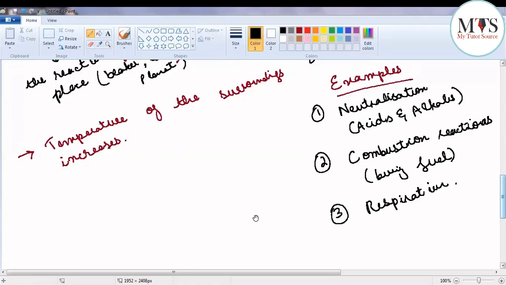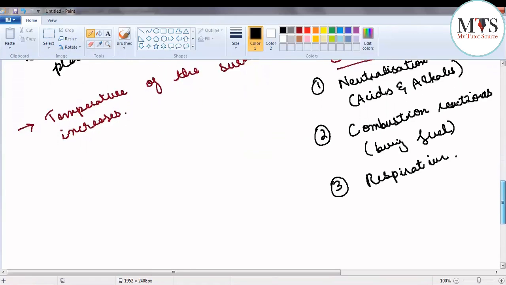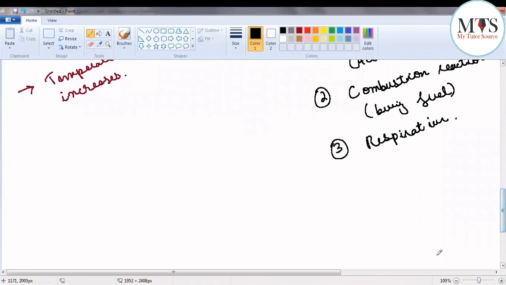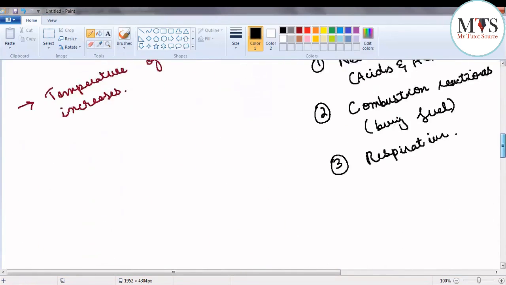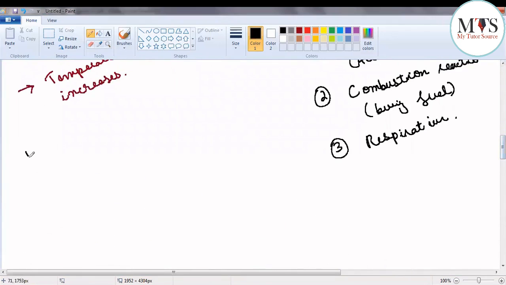Great. Let's move towards the second type of reactions, which is known as the endothermic. Let me get some more space quickly. So the second type of reactions we're going to talk about are the endothermic reactions.